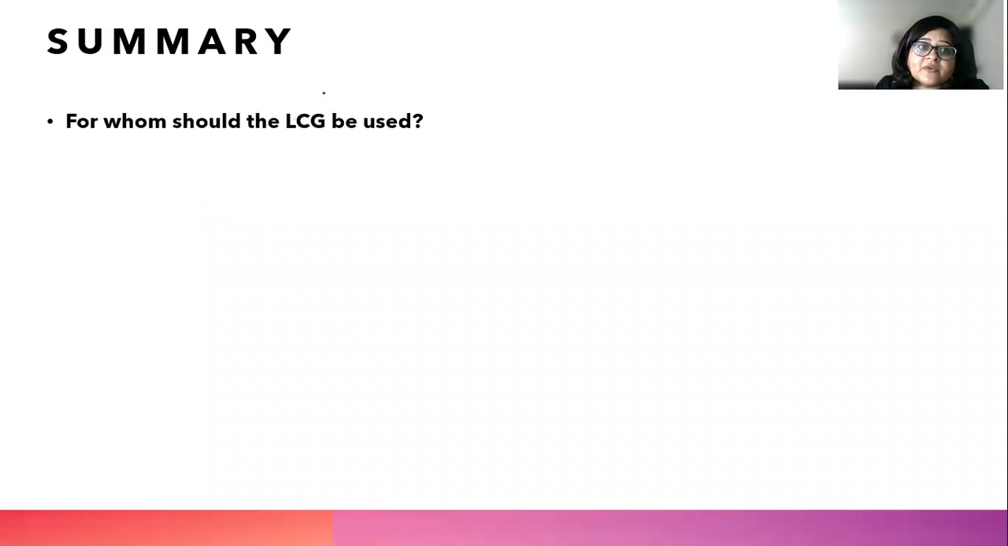So, question time. For whom should the LCG be used? Should it be used for high risk women or low risk women? Yeah, good. So low risk women, right? It should be used for low risk women.